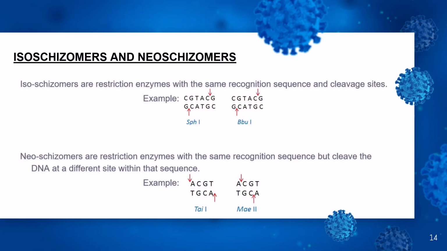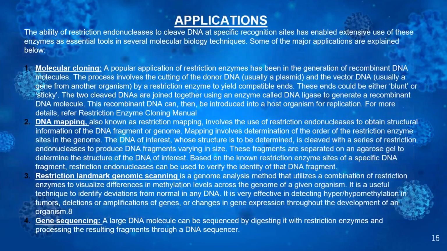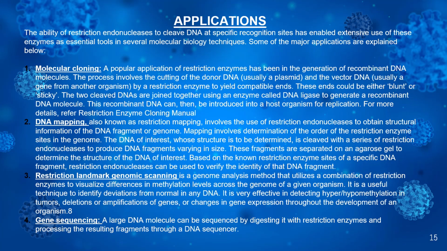Now coming to the isoschizomers and the neoschizomers. Isoschizomers are restriction enzymes with the same recognition sequence and cleavage sites. And neoschizomers are restriction enzymes with the same recognition sequence but cleave DNA at a different site within that sequence. Now coming to the applications, there are several applications of restriction enzymes. Molecular cloning: the popular application of restriction enzymes has been the generation of recombinant DNA molecules. The process involves cutting the donor DNA and the vector DNA with a restriction enzyme to yield compatible ends.